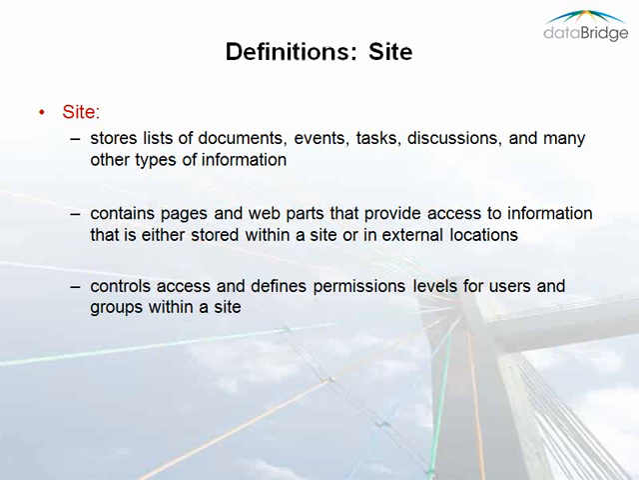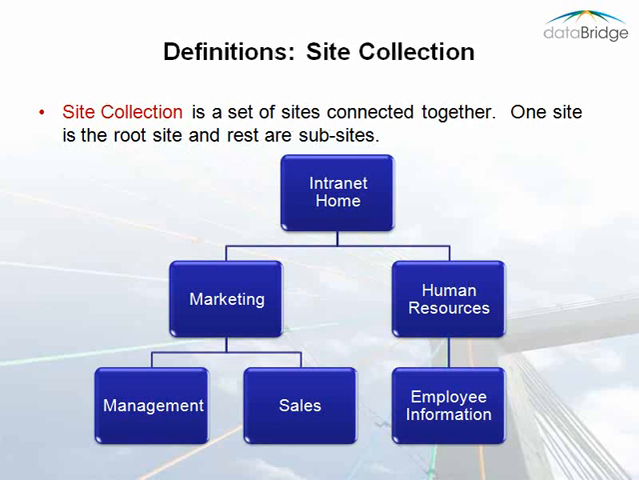Let's talk about what a site is. A site stores lists of documents, events, tasks, discussions, and many other types of information. It contains pages and web parts that provide access to information that's either stored within the site or external locations, and it controls access and defines permission levels for users and groups within the site. A site collection is many of those sites that are connected together. One is the root site or the parent site, and the other are subsites or child sites.